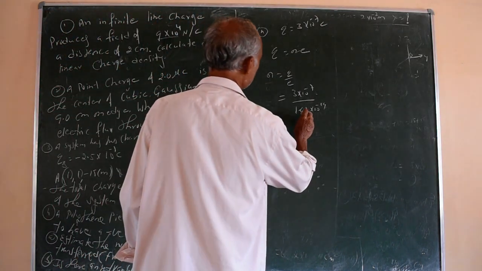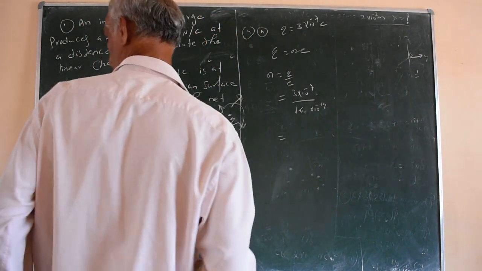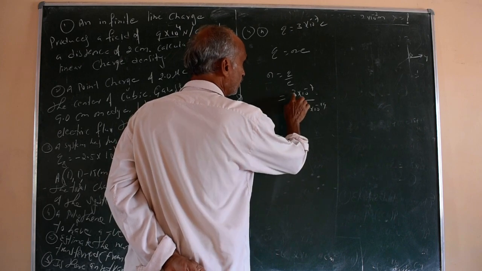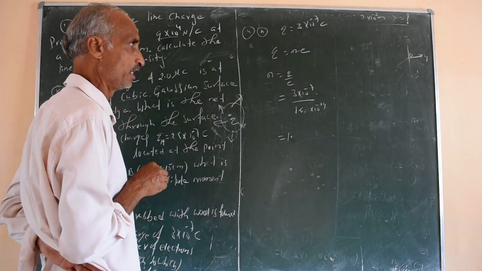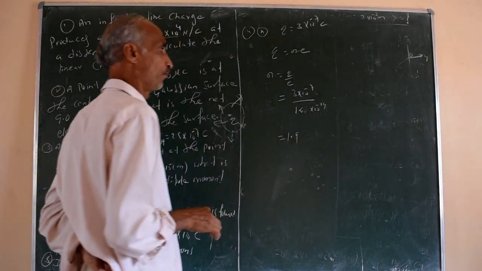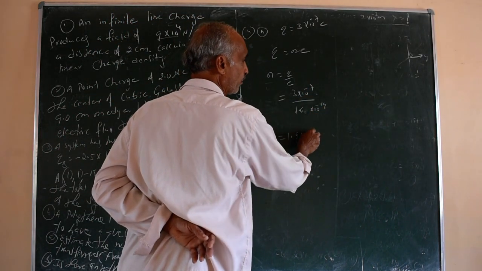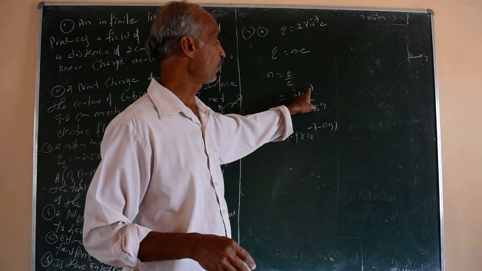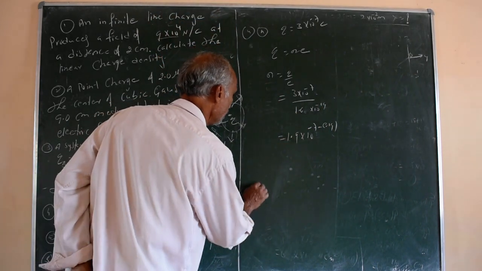1.6 is enough, 1.602 is not necessary in the calculation. Now it is 3 upon 1.6, which is 30 upon 16. 16 ones are 16, then 14 left, 16 nines are 144, so nearly equal to 1.9. Do it in calculator. Then it is 10 raised to minus 7 upon 10 raised to minus 9, that is 10 raised to minus 7 minus minus 9, using a^m upon a^n is a^(m-n).